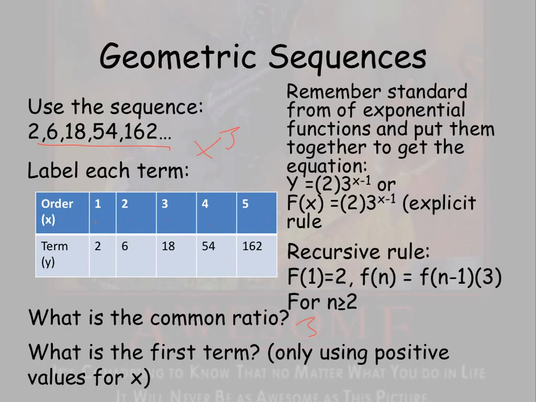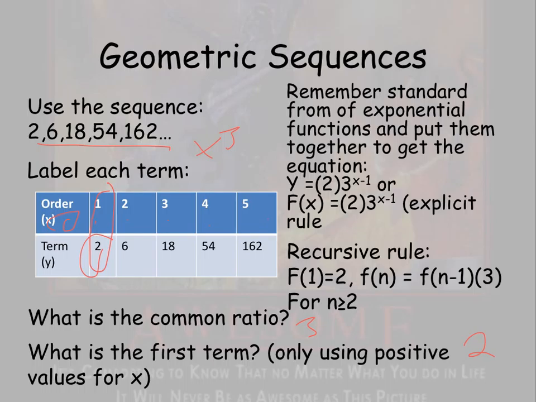Notice that if you were dividing, the common ratio would be 1/3, for instance, if you divide by 3 each time. What's the first term? We already have that using only positive values for x. What we mean is we're not trying to find the y-intercept in this case, like the 0, like we did in the first one. We're just looking for the first term. And we have that. The first term in this case is 2. And that's really all you need to write an equation given the points of a geometric sequence.